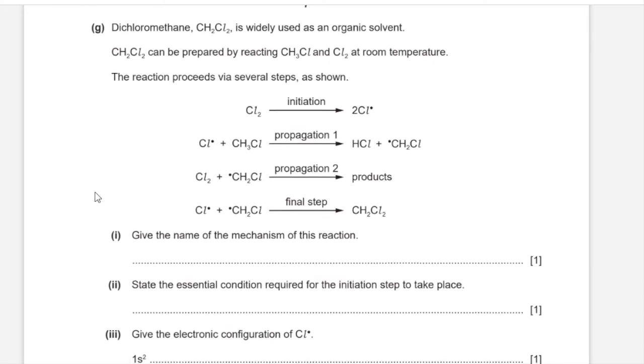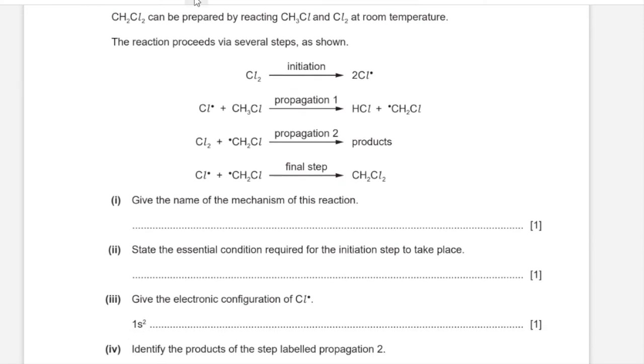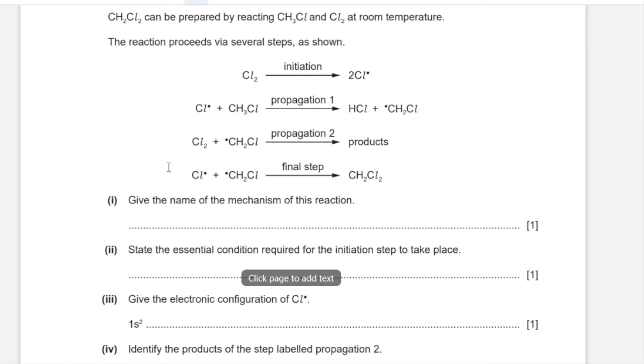1. Give the name of the mechanism of this reaction. This is free radical substitution reaction, as it involves the reaction of radicals. 2. State the essential condition required for the initiation step to take place. This requires energy in the form of ultraviolet light or sunlight.